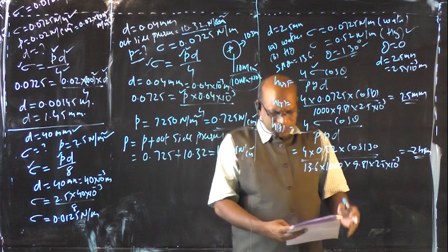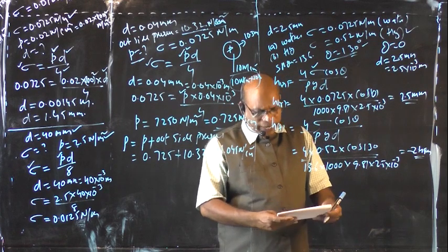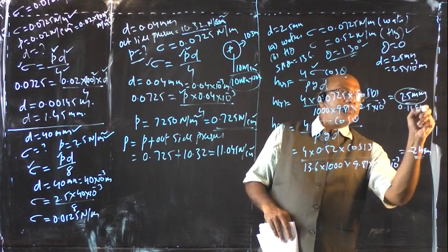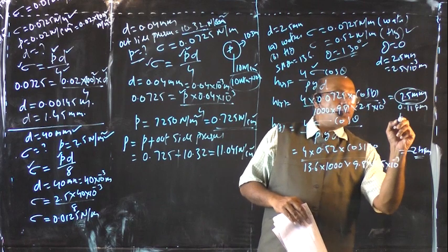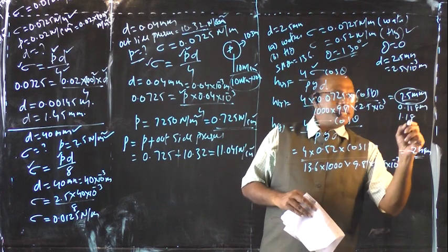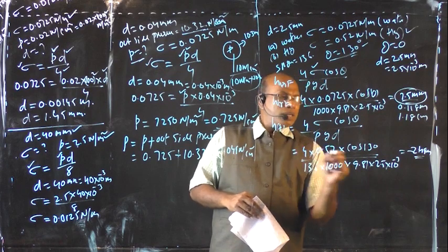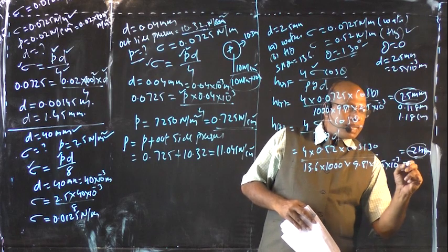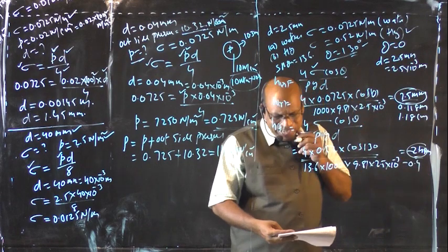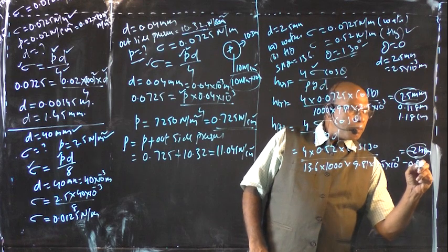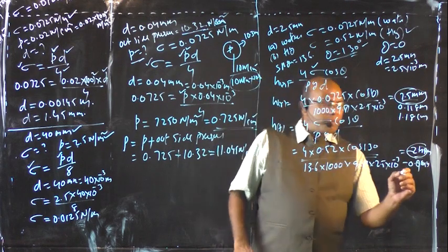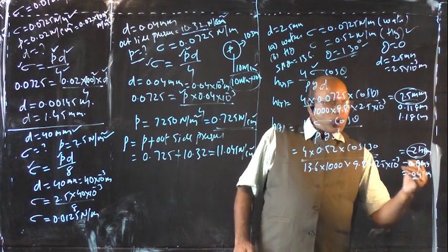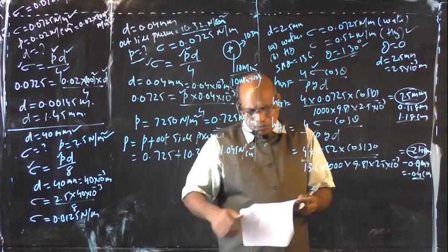Last problem, small mistake here. The capillarity raise is equal to 0.118 meters. That is equal to 1.18 centimeters. And capillarity fall is equal to minus 0.04 meters. That is equal to minus 0.4 centimeters. This is the capillarity fall, this is the capillarity raise. Please note down a small problem.